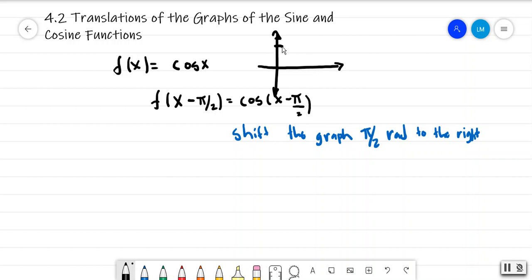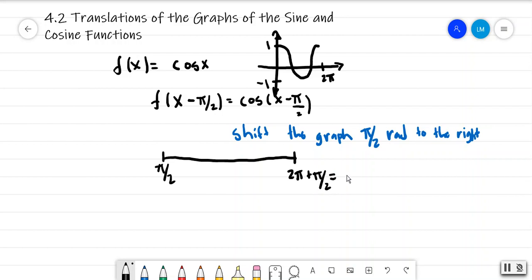What does cosine look like? Cosine looks something like this, where its period is from 0 to 2 pi, its minimum is at -1, its maximum is at 1. So when we're saying that we're shifting the graph of cosine of x, we mean that we're going to move it over by pi half radians. So for example, my starting point would be at pi over 2, and of course my endpoint would be not 2 pi, but plus pi over 2, which in this case is going to be 5 pi over 2.